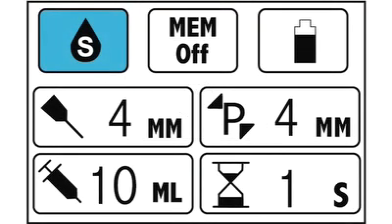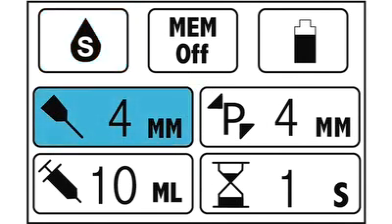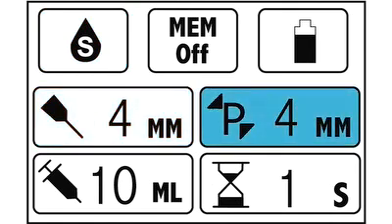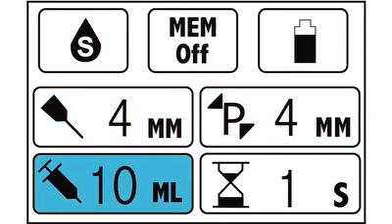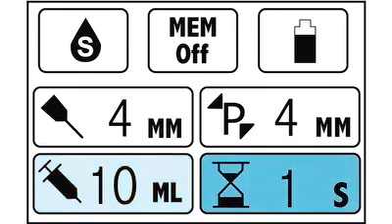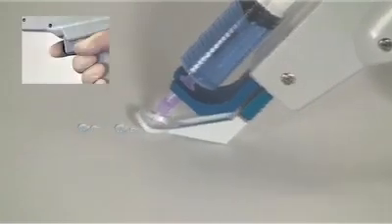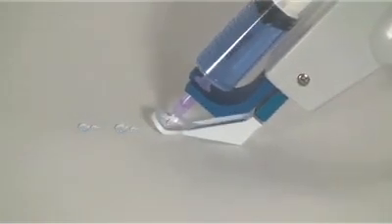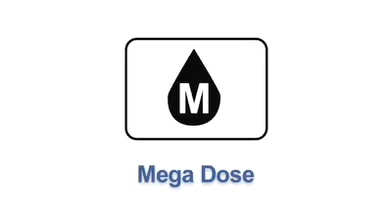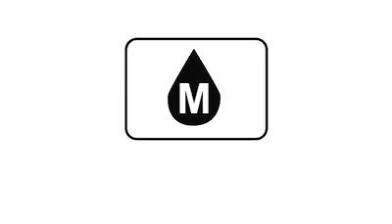When this symbol is selected, you are in point-per-point standard dose injection mode. You have then the possibility to modify the following parameters: needle size, penetration depth, syringe type, injecting time adjustable from 1 to 3 seconds. Simply press and release the trigger to start the injection of 1 standard dose of 0.0285 ml.